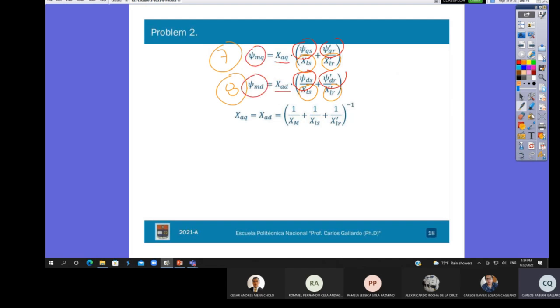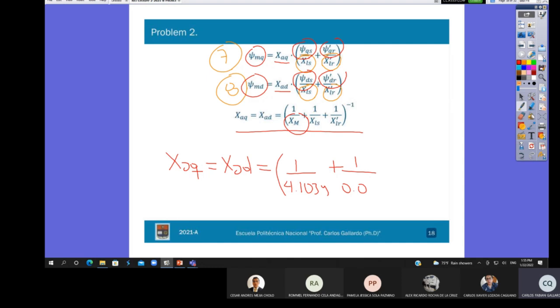How to compute this constant? Using this formula. So the quadrature reactance is equal to the direct axis reactance, and this is equal to 1 over the magnetizing inductance. From the manufacturer, we know this value is equal to 4.1039, plus 1 over the stator reactance. This data comes from the manufacturer, 0.07937.